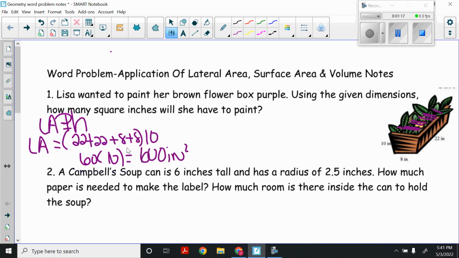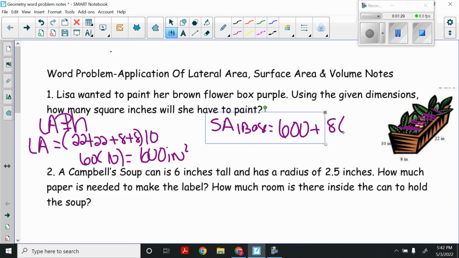If she wanted to paint the bottom as well, then we would want the surface area with only one base. And so that would be our lateral area, 600, plus the area of one base, so 8 times 22. So now I'm at 600 plus 176, which would be 776 square inches.